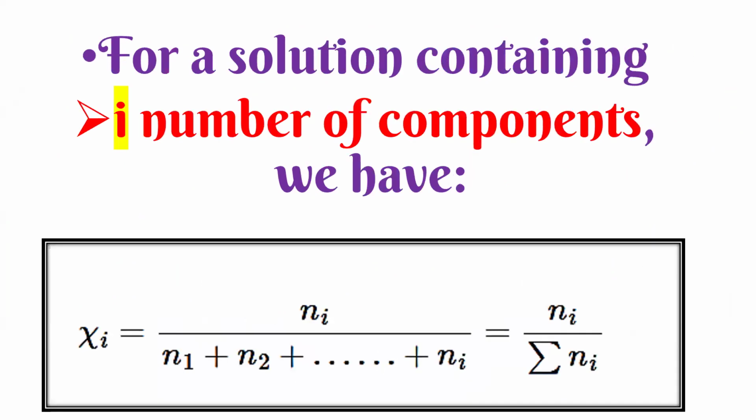For a solution containing i number of components, if it is infinite, what do we have to do? First we have to write Ni, then N1, N2 up to Ni we have to add. So we can write Ni by sigma Ni.